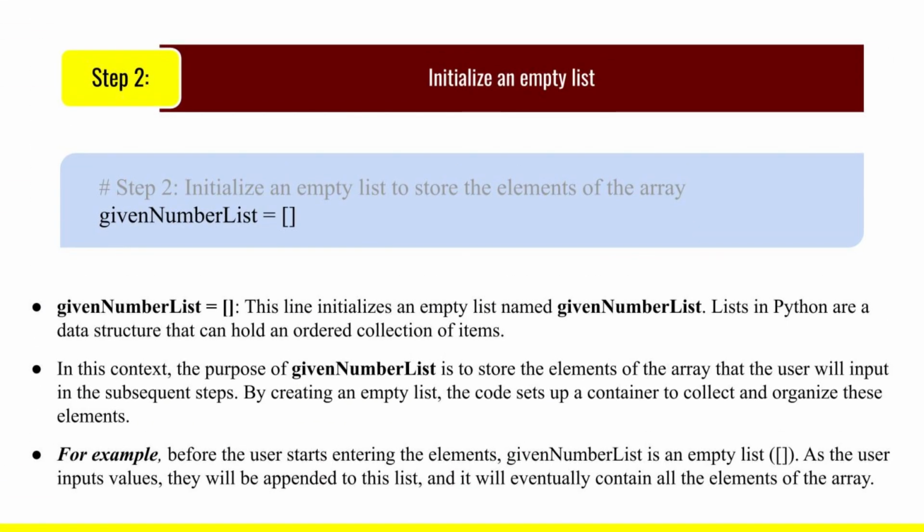Now, in step 2, we take the next crucial step. We initialize an empty list, creating a container that will hold the elements of our array. This list, named GiveANumberList, becomes the backbone of our solution, neatly organizing the inputs as we move forward. It's akin to preparing a canvas for an artist, ready to be filled with the unique elements of our problem. This step sets the stage for what comes next in our coding journey.